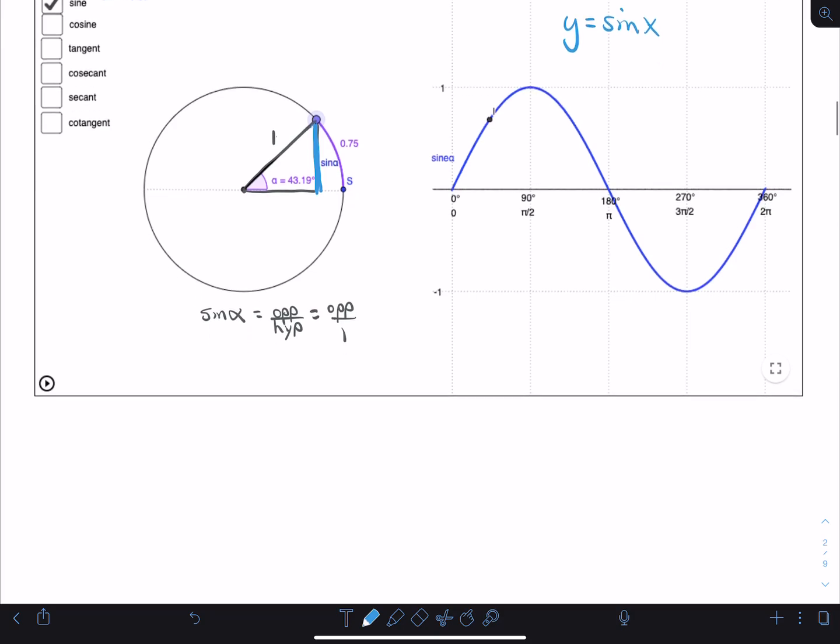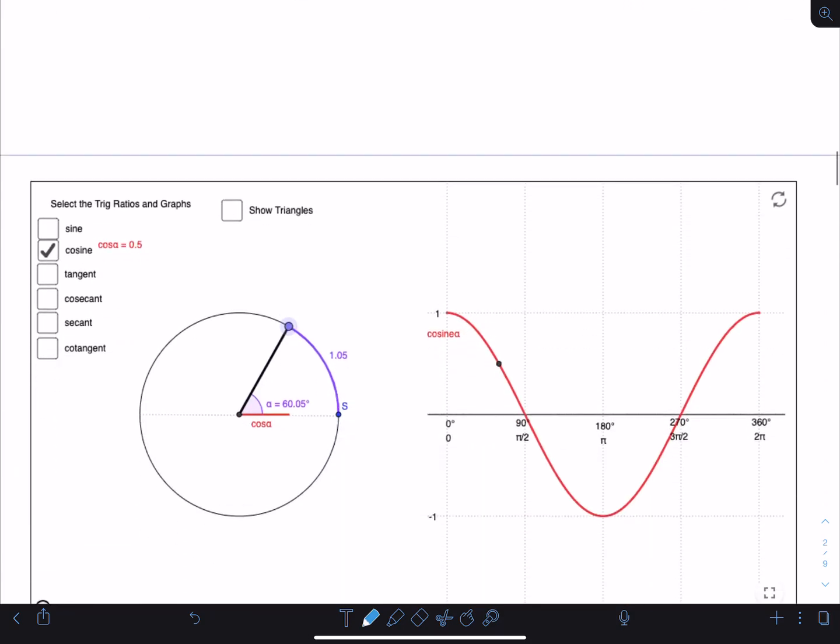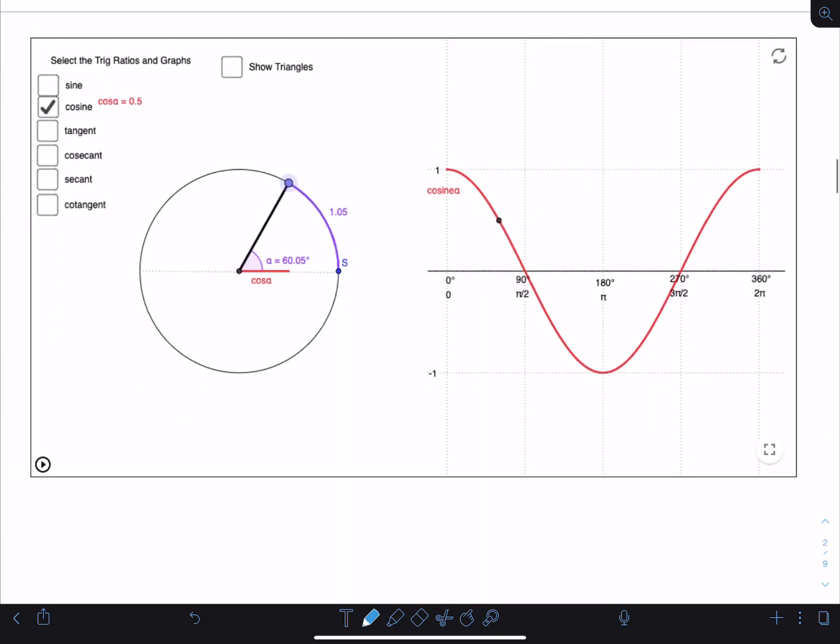So, what else do we have here? Oh, we got the cosine one also. So again, there's your little triangle. So it's the adjacent side divided by the hypotenuse.